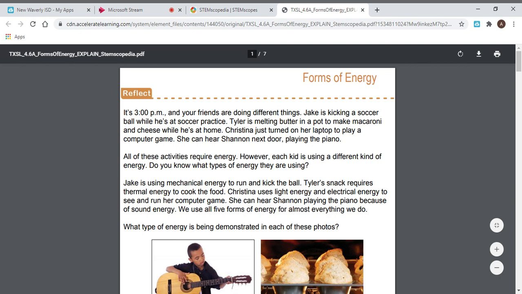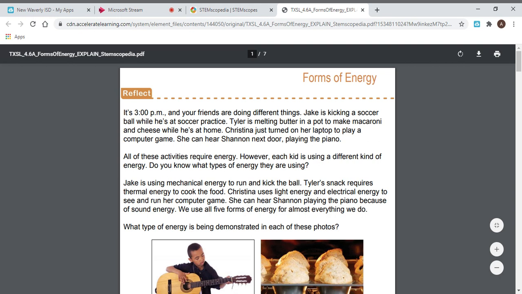Jake is using mechanical energy to run and kick the ball. Tyler's snack requires thermal energy to cook the food. Christina uses light energy and electrical energy to see and run her computer game. She can hear Shannon playing the piano because of sound energy. We use all 5 forms of energy for almost everything we do.